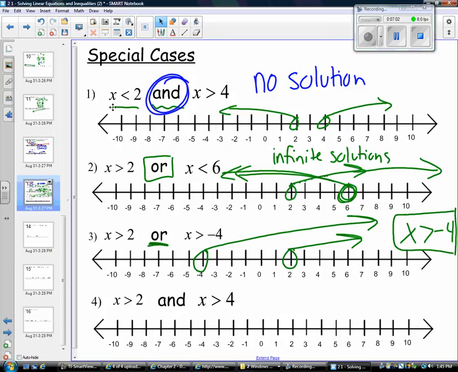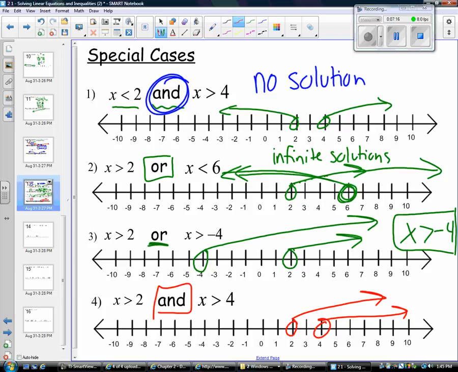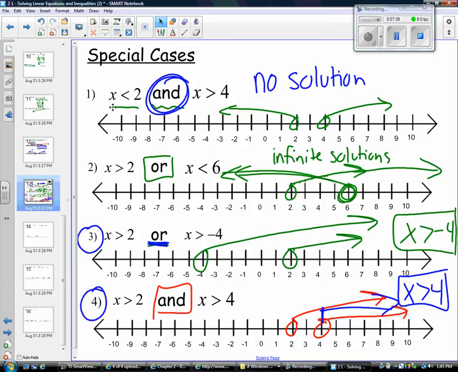The difference between this one and the next one, x is greater than 2 and x is greater than 4, is because it says and, we're looking for where the two lines are overlapping. And the two lines are only overlapping from 4 on. So x is greater than 4 is the final solution. So in the third example here, the difference is it says or, so it's every single number which is part of our solution. And in number 4, it's only where the two lines are overlapping.